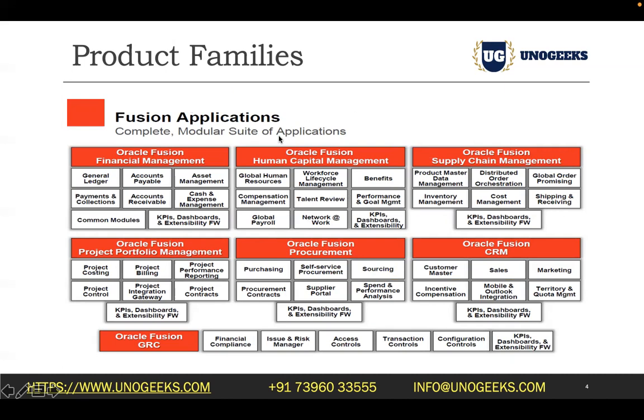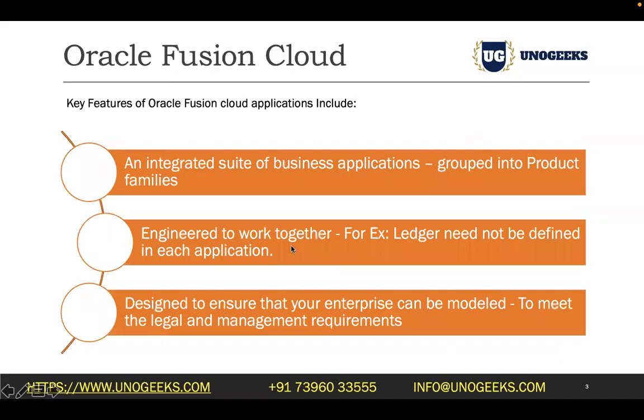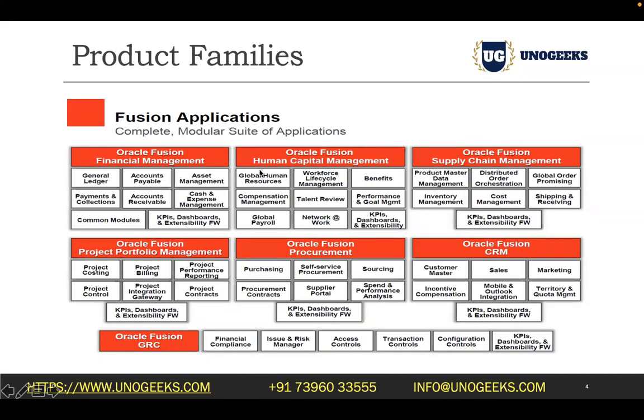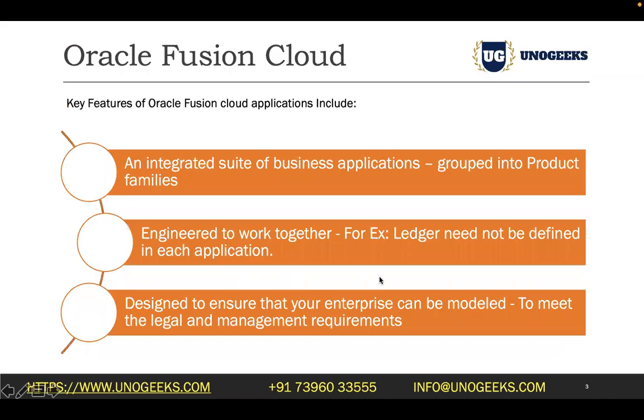So these applications are engineered to work together. And even when you do something in HCM, or once you have closed the sales order, it gets interfaced to GL as well, right? So our modules, not just within the product family can talk to each other, but modules across product families also can talk to each other, and they're engineered to work together. So that's the basis of the Fusion applications, and that's what makes Fusion Cloud applications quite famous. They are engineered to work together.